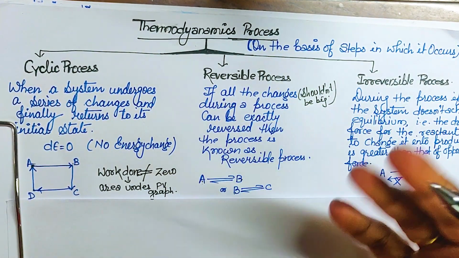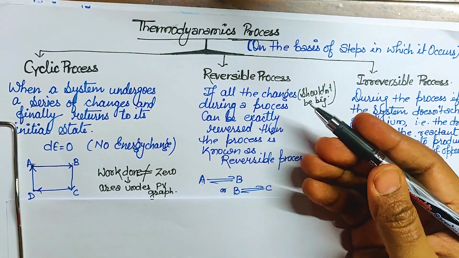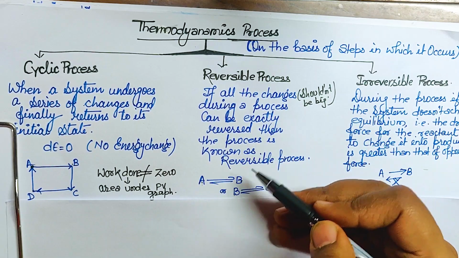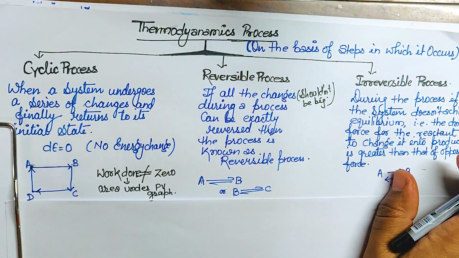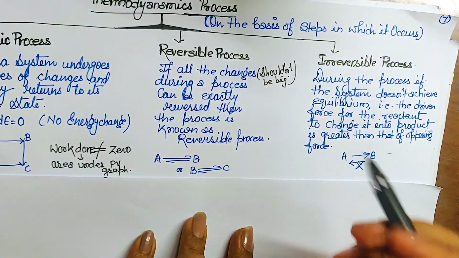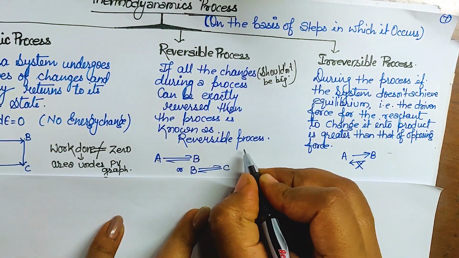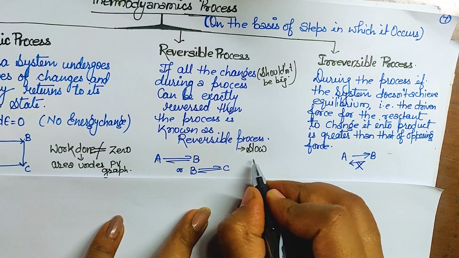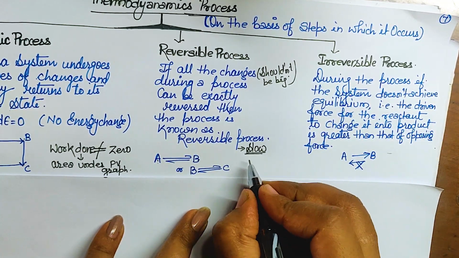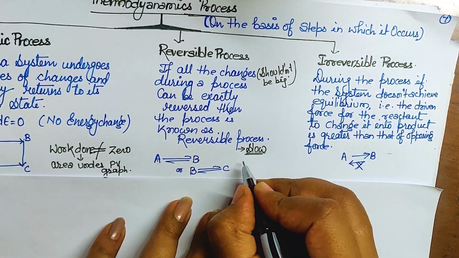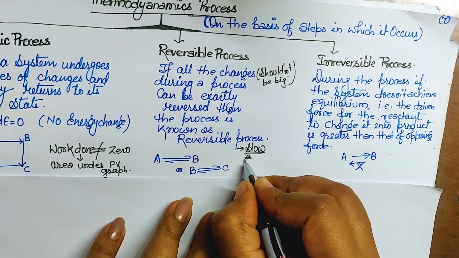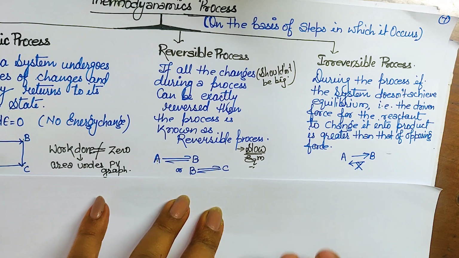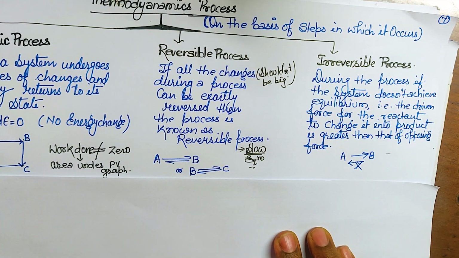How we can achieve a reversible process, we will do in the isothermal as well as the adiabatic process later on. One more thing, this process is a little slow. It will be slow, and as I told you, at each step there will be equilibrium. Got it? So this is for the reversible process.